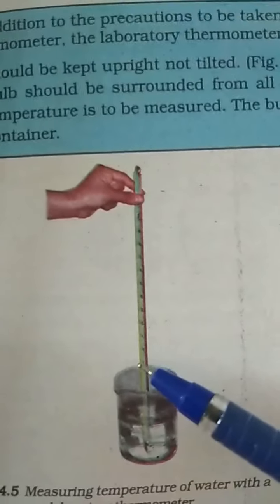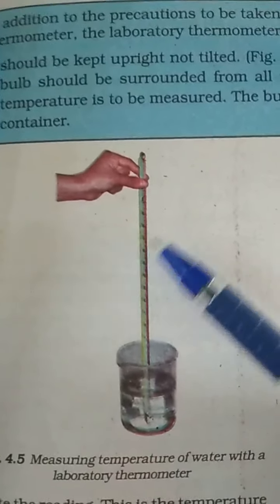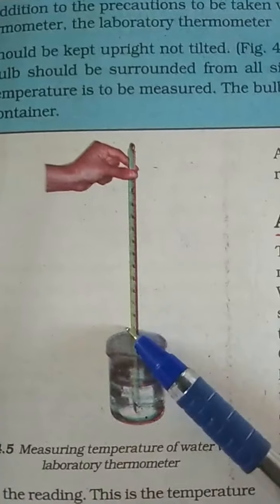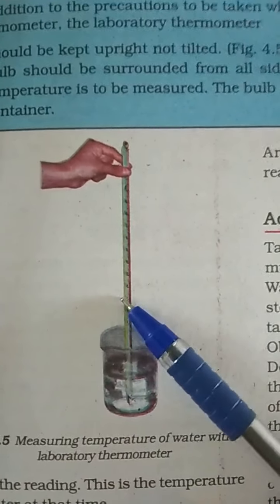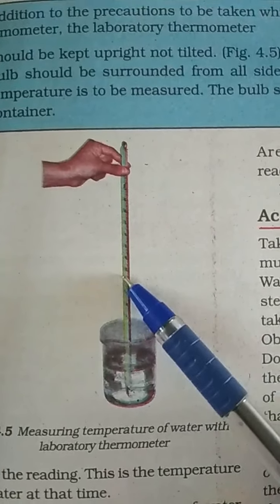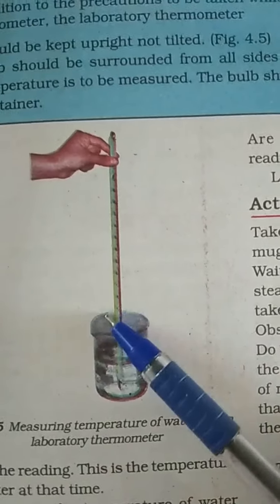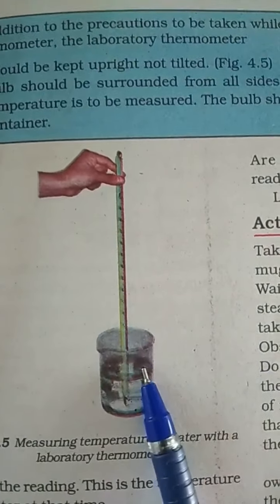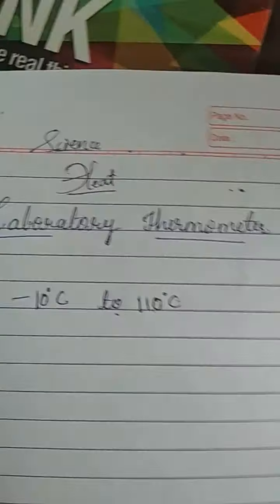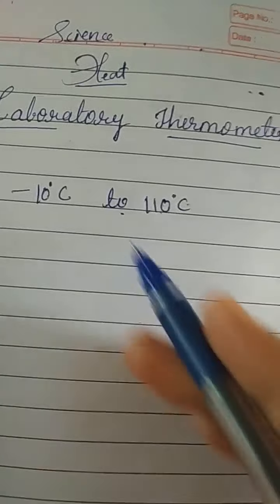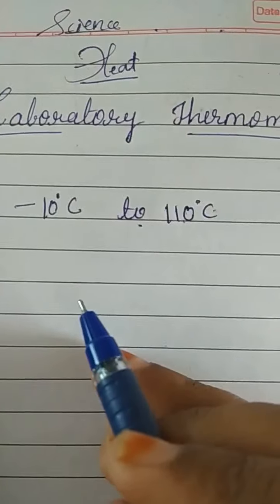Now note down the reading. That is the temperature of the water at that time. Compare the temperature of the water recorded by each of you. If we were there together, I could have done this. We will get some variations while finding the temperature of water. By this method, we can read the temperature.